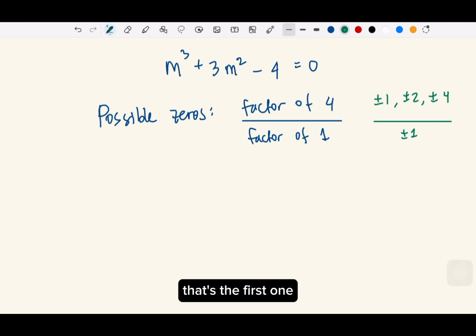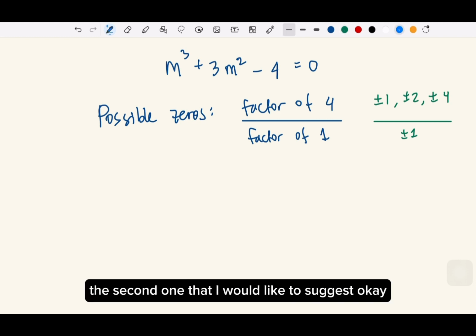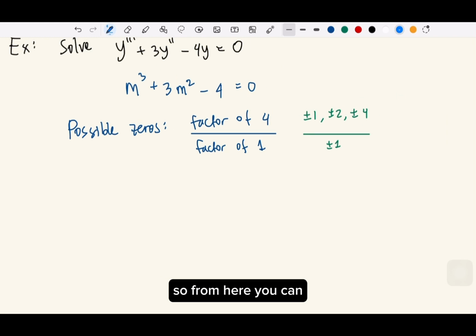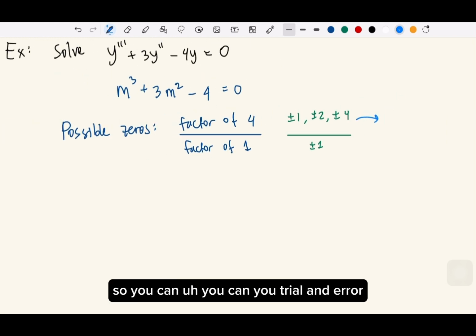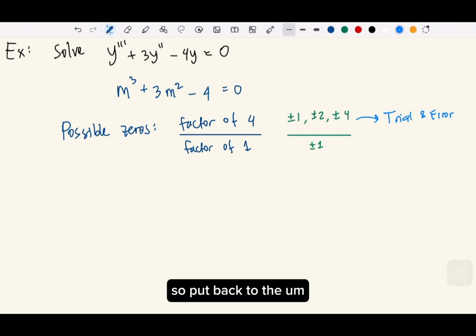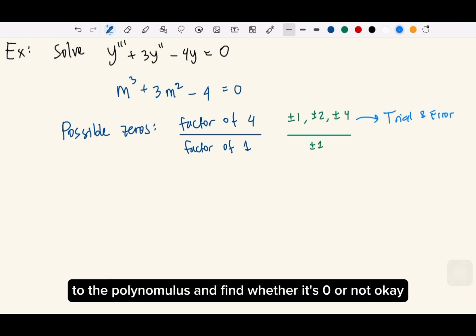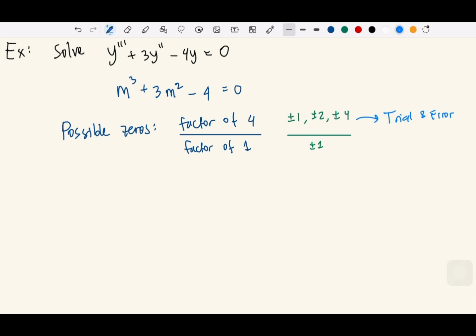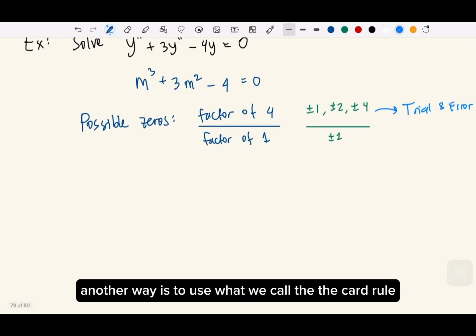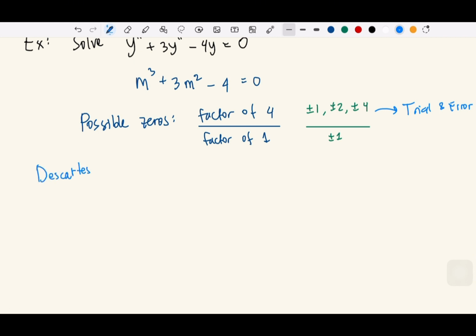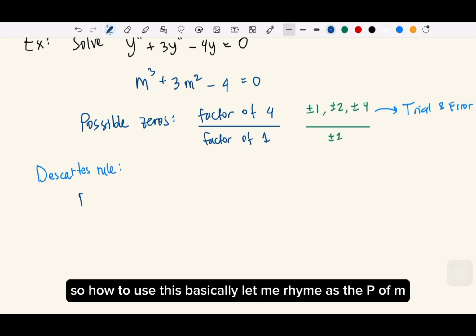that's the first one. The second one that I would like to suggest, okay, from here you can do trial and error. So put back into the polynomials and find whether it's 0 or not. Okay. Another way is to use what we call the Descartes rule. So how to use this? Basically, let me write it as P of m.